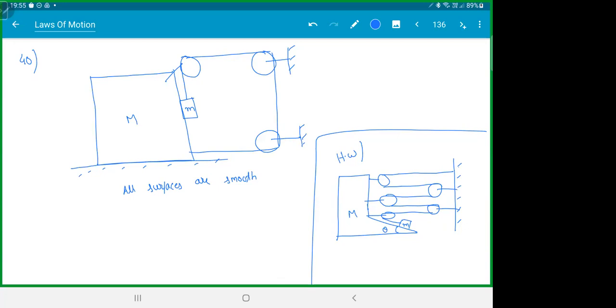Sir, what do we have to find? Acceleration of the blocks. Find the acceleration of the blocks.